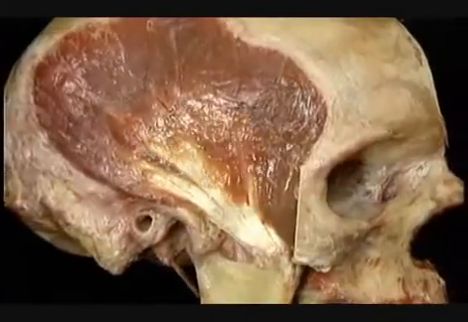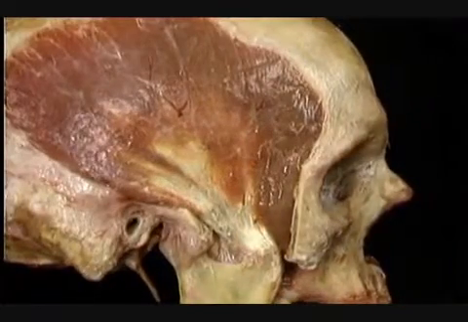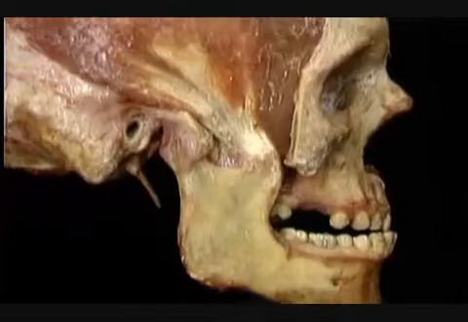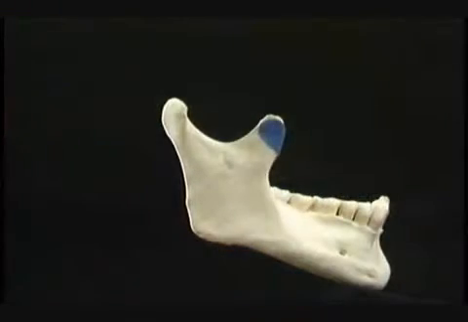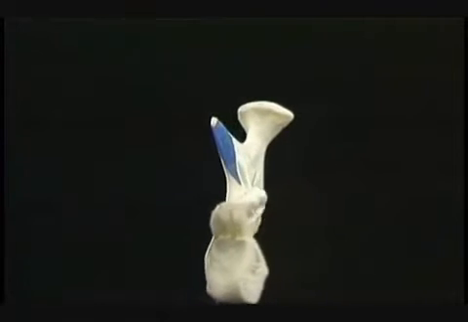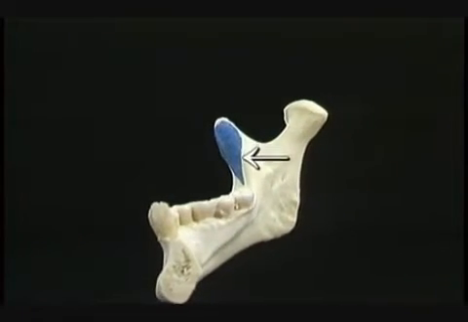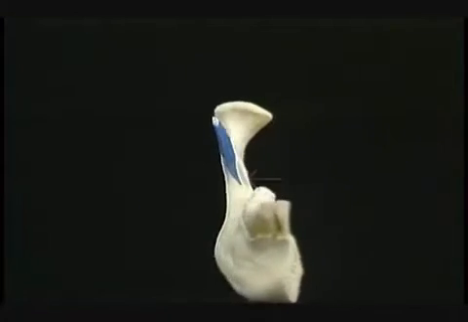The fibers of temporalis converge from above and from behind on the coronoid process. They insert on the outer aspect and the inner aspect of the coronoid process, and also here on the anterior part of the ramus of the mandible.